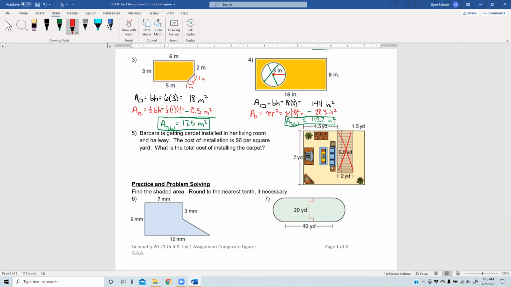What I'm going to do is treat this as one big rectangle and then subtract out the part we don't want. So I need to figure out first what this bottom side is. What's that side equal to? Well, I can do 4.5 plus 1.5 plus 2. That's 8. So this is 8 yards.